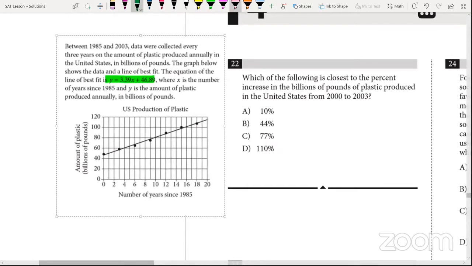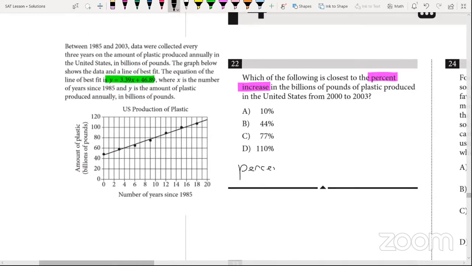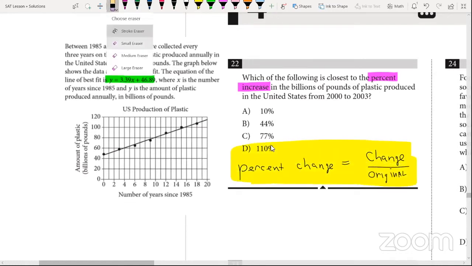So percent increase is a loaded phrase. It's the idea of percent change. It's a formula that you just can't get certain questions right without knowing. The percent change is the change over the original. The way they teach it in school, it's the same formula, but it just sounds a lot more complicated. But we're looking for the change over the original. And by how much did it change from 2000 to 2003?